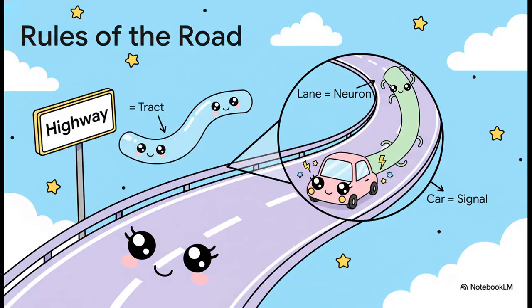These are very specific, highly organized bundles of nerve fibers that we're going to be talking about. Okay, so to make this whole thing stick, let's lay down the rules of the road. It's super simple. Whenever I say highway, you think tract. Each individual lane on that highway, that's a single neuron or nerve cell. And the cars that are speeding along in those lanes, well, those are the electrical signals carrying all the information. Highway, lane, car. Got it?